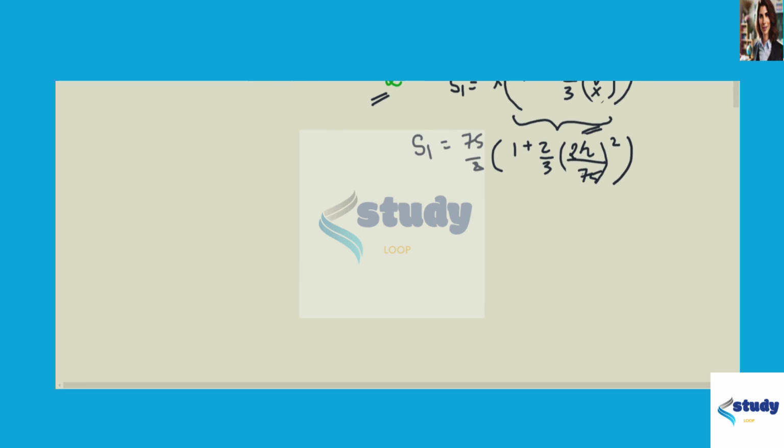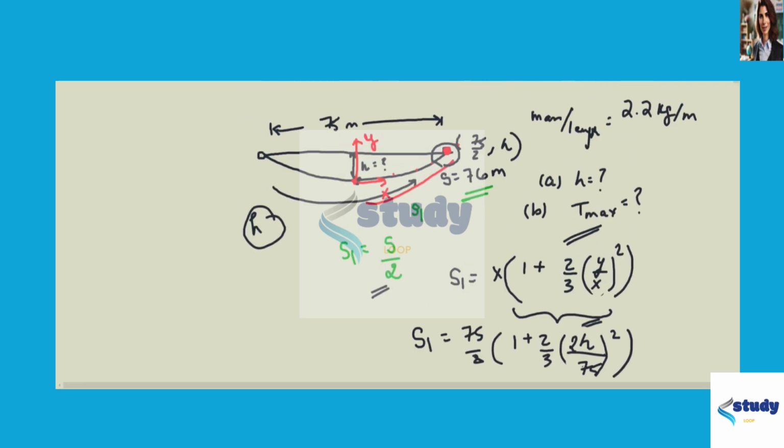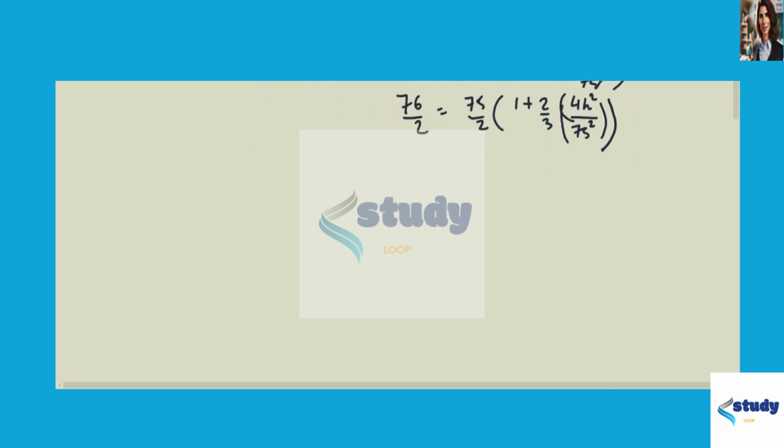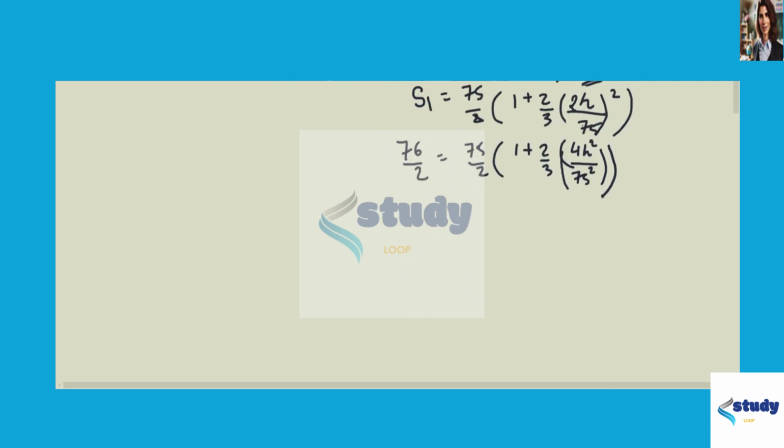Okay, and S1 we know is half of the complete length. Like S1 is 76 over 2 because 76 is the complete length of the cable. So it is 76 over 2 is equal to 75 over 2 into 1 plus 2 over 3 times, if we make the square, this is 4h square over 75 square. Now solving for h, we can find the sag. Let us solve for h.